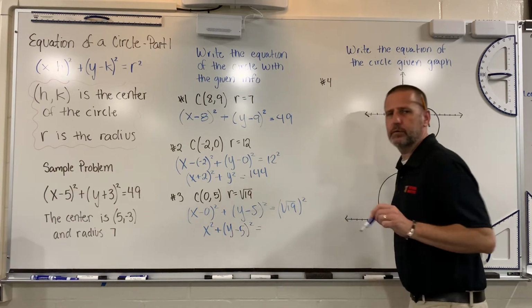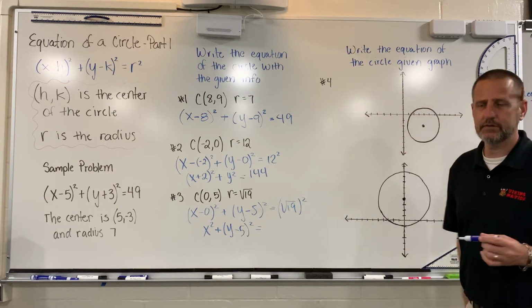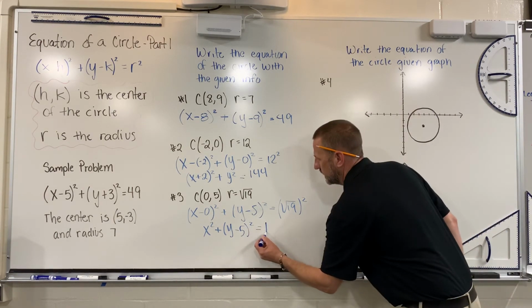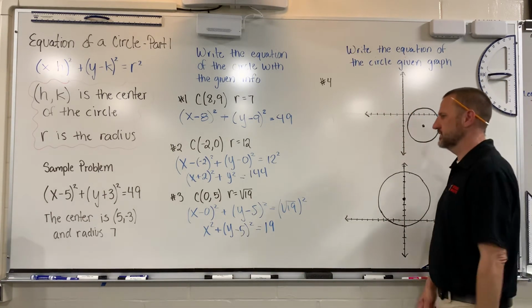And then what happens when we square a square root? Well, the square and the square root are inverse operations and they cancel each other and we just get 19. So we're going to see a couple problems like that on our assignment today.